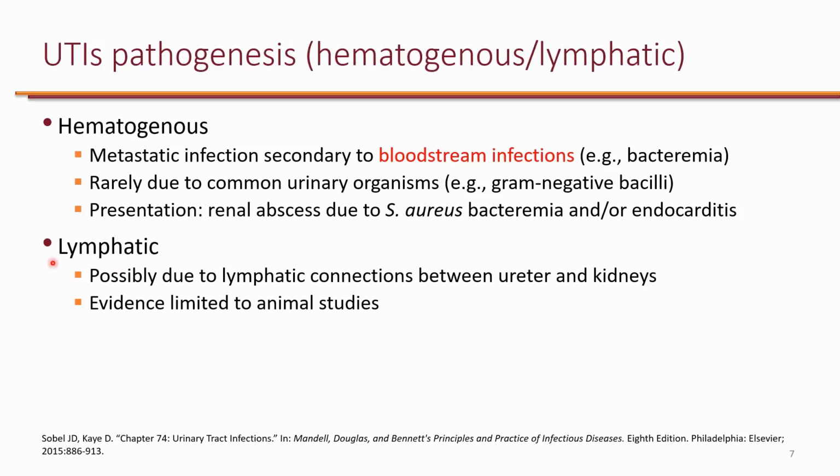And the third way of getting a urinary tract infection is through the lymphatic system. The lymphatic pathway is not as common. In fact, the evidence for it is from animal studies.